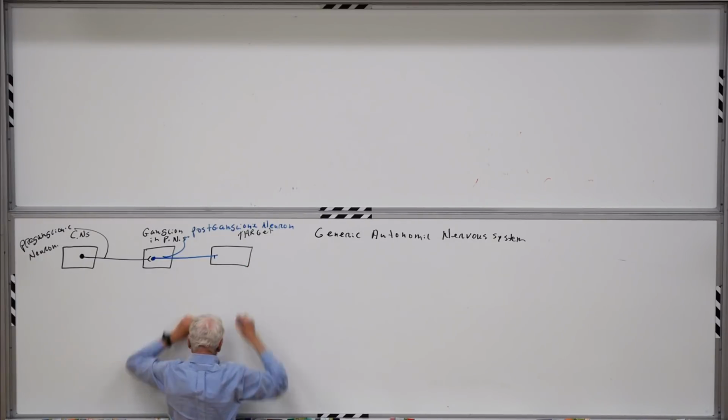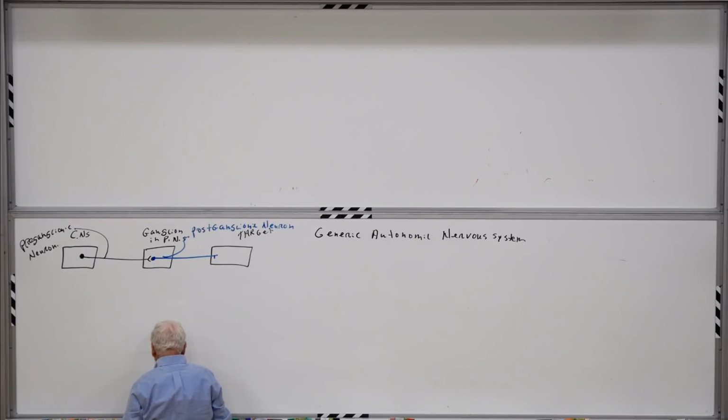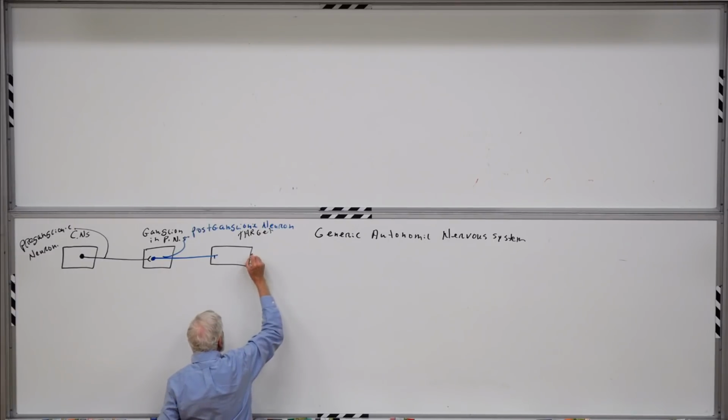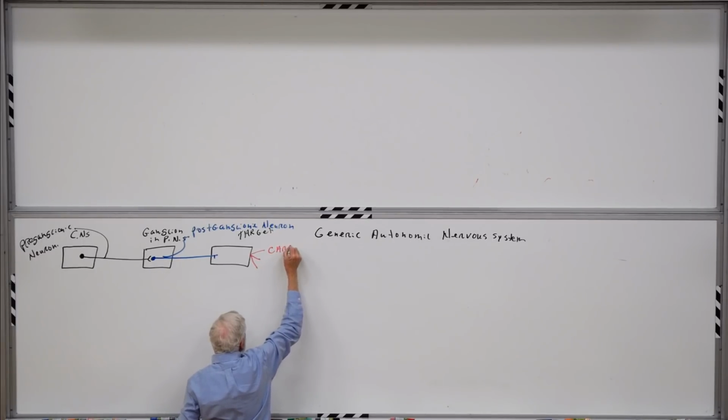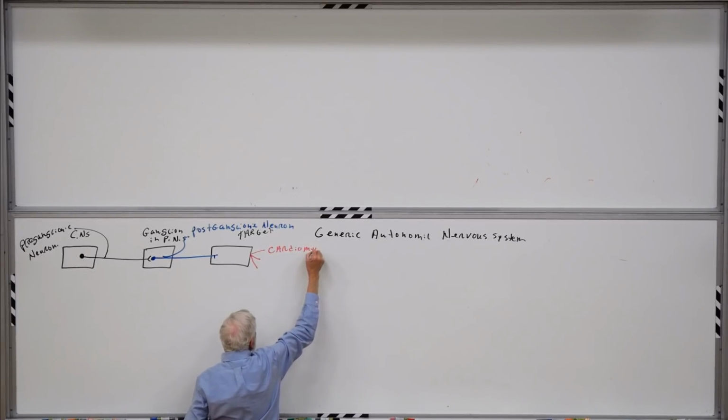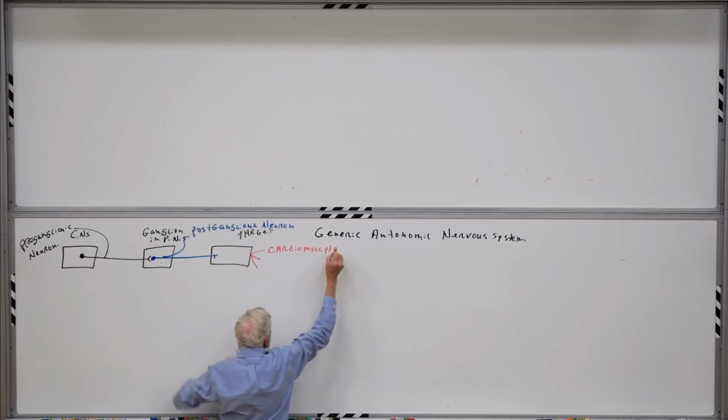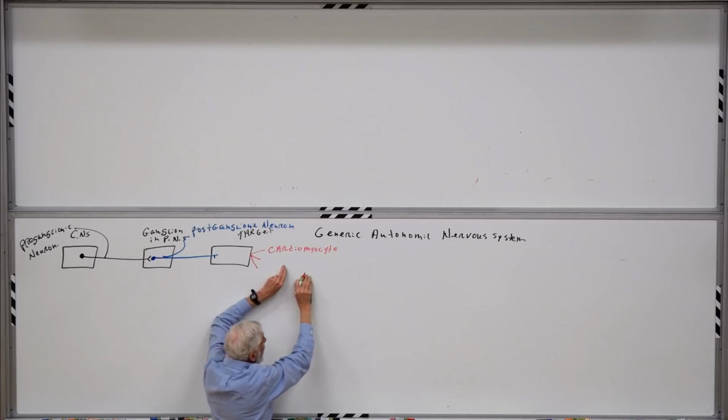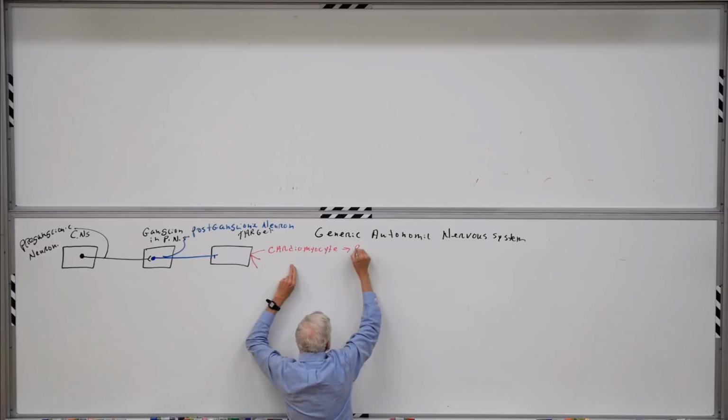Now the target can be one of three possible structures. It could be a cardiomyocyte. The particular type of cardiomyocyte we're going to discuss today will be the pacemaker cells.